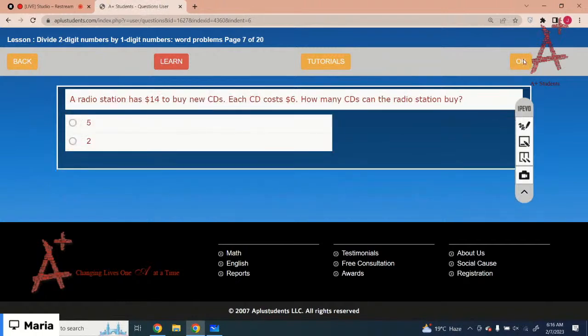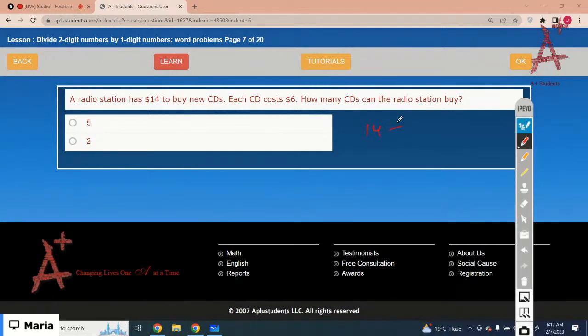Okay, the next one is a radio station has $14 to buy new CDs. Each CD costs $6. How many CDs can the radio station buy? So just divide 14 by 6. Got it? 6 times what number is 14, or a number that is less than 14?